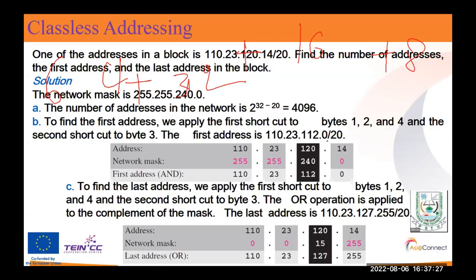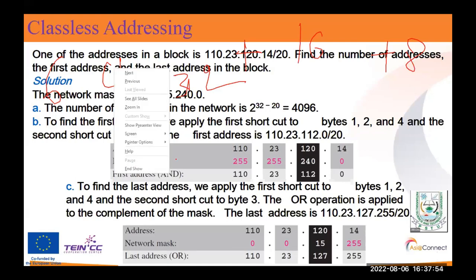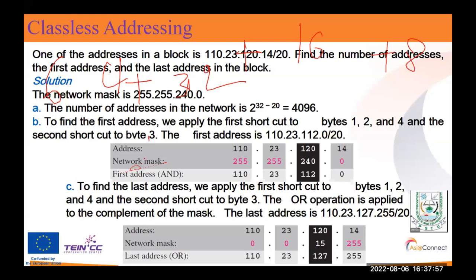I think 8, 4, 2, 1. So in that case, you can just add these: 64, 32, 16, 8, 4, 2, 1. So how much is the total value? 127, is it clear? 64, 32, 16, 8, 4, 2, 1. So this is the OR operation.